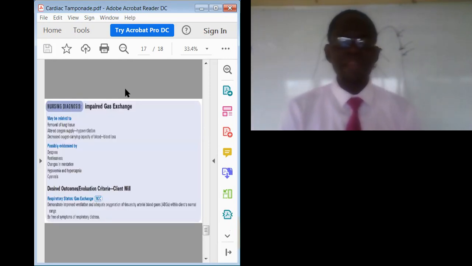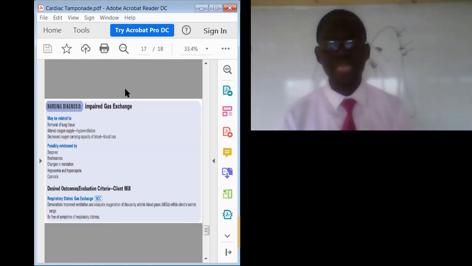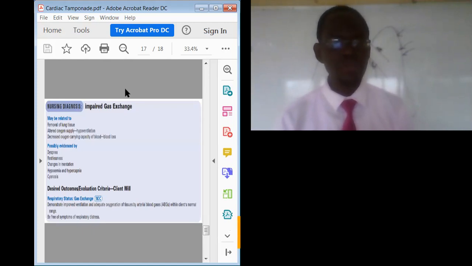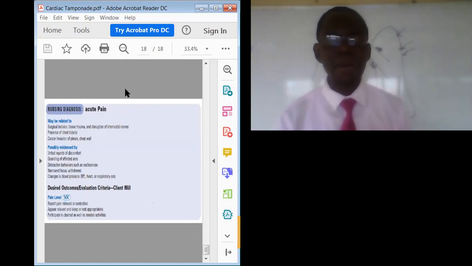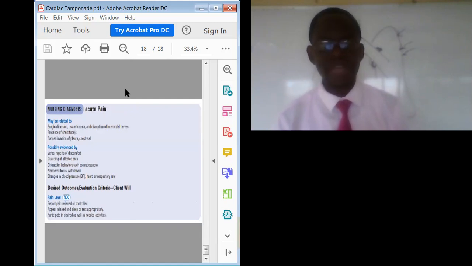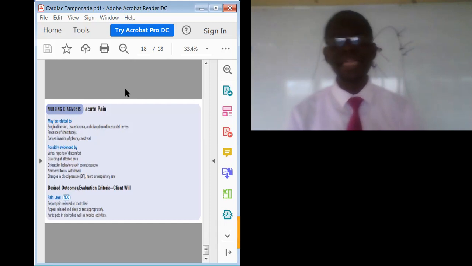The other diagnosis is impaired gaseous exchange, which may be related to removal of the lung tissue in case it is removed, or altered oxygen supply. So all these are some of the examples of diagnoses that are evident in patients who have lung cancer. Then the other one is acute pain. Acute pain is also an example of a diagnosis that is evident in patients who have lung cancer. So in a nutshell, today we've looked at cardiac tamponade, and we have also looked at lung cancer.